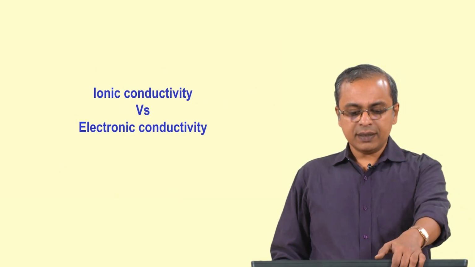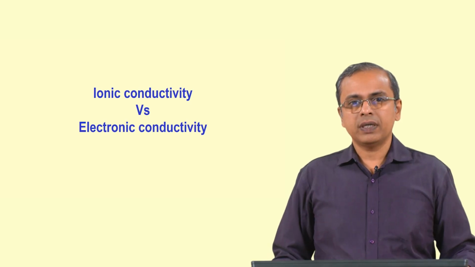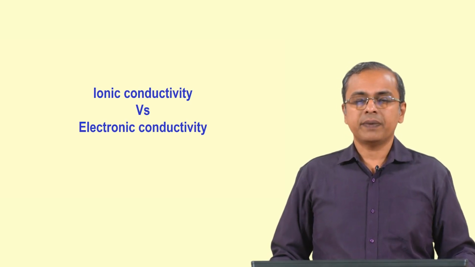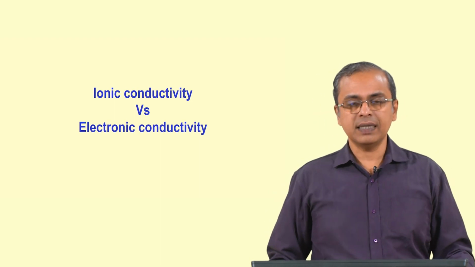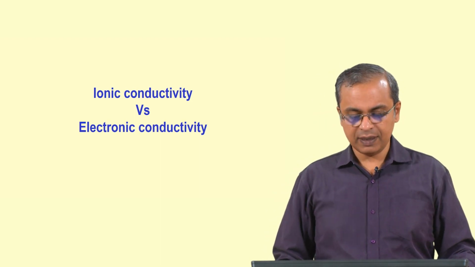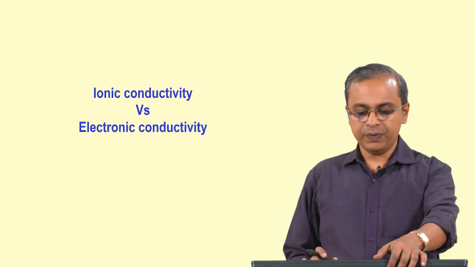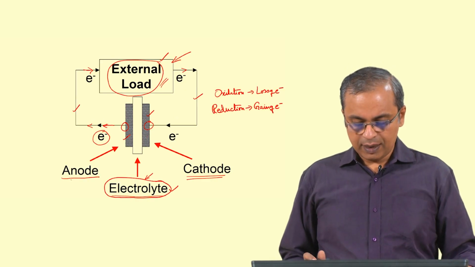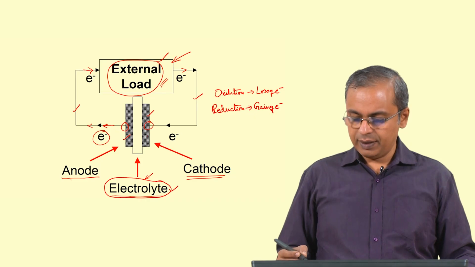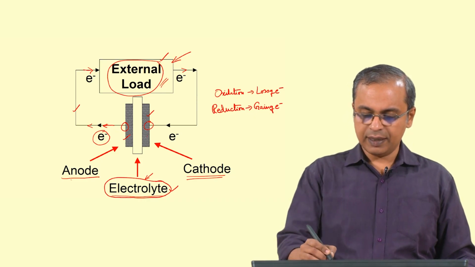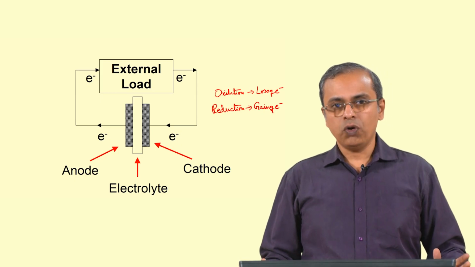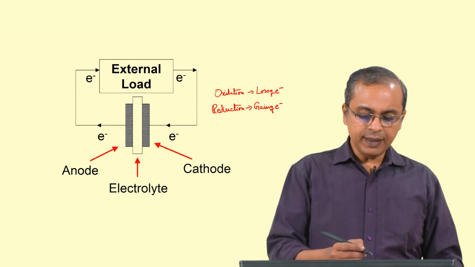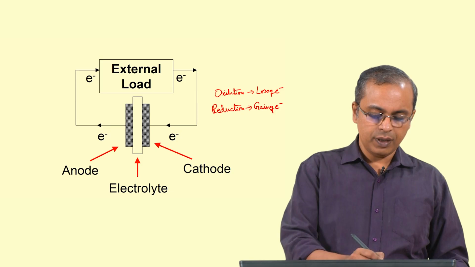So, in this context, I want to talk a little bit about ionic conductivity versus electronic conductivity. For example, in our previous slide, which we will go back to, we spoke about the flow of electrons. Now, in the external circuit you have a flow of electrons.